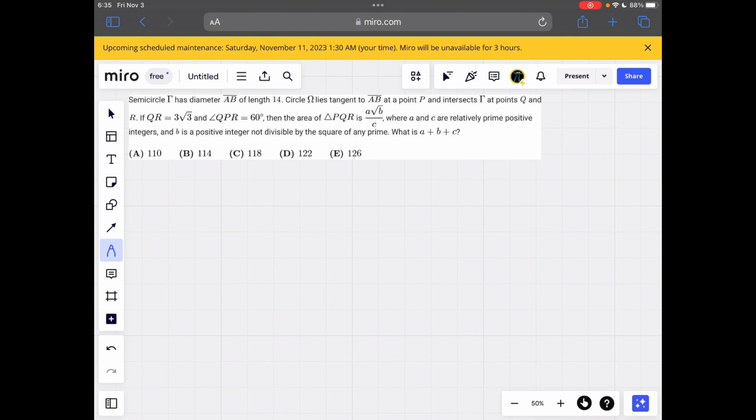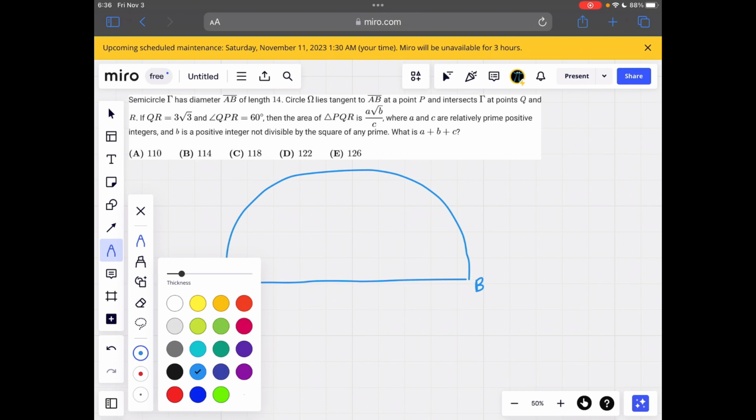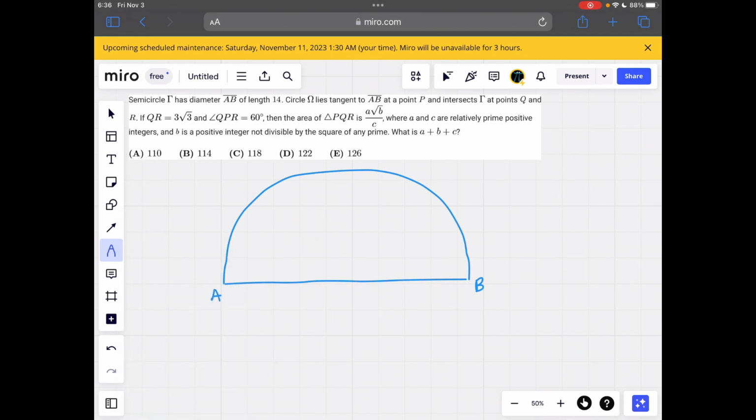So you have to first draw our semicircle with diameter AB of length 14. That's this one. The endpoints are A and B, and AB is equal to 14. And now we have a circle which lies tangent to AB at a point P, and it intersects the semicircle at points Q and R. This is point P, and the points where it intersects the semicircle are Q and R.